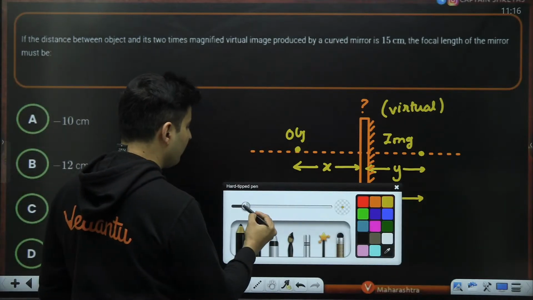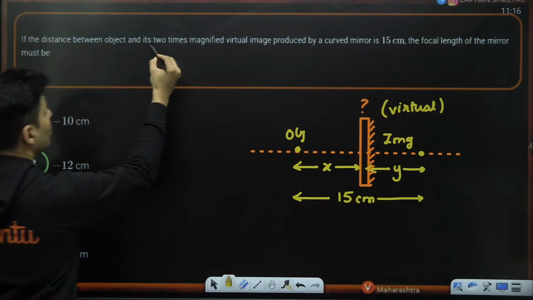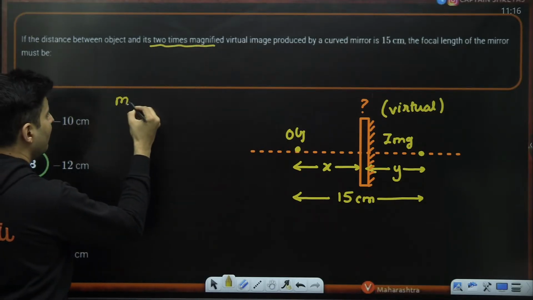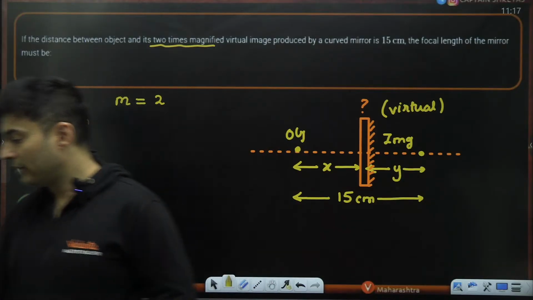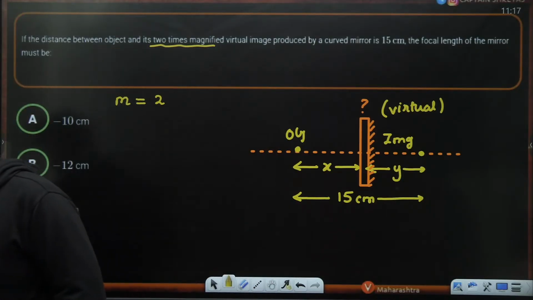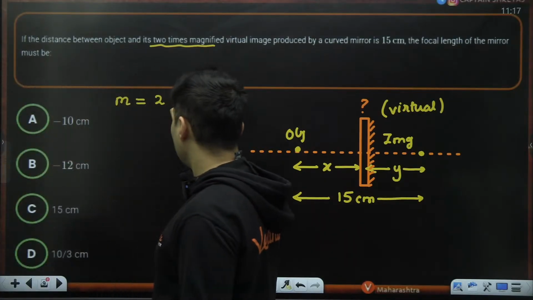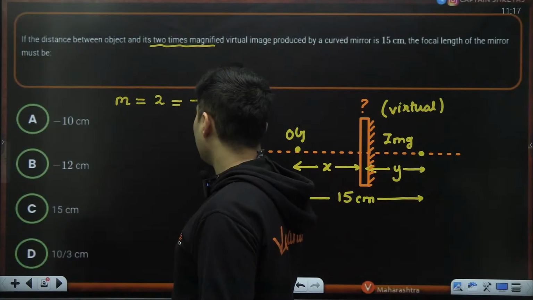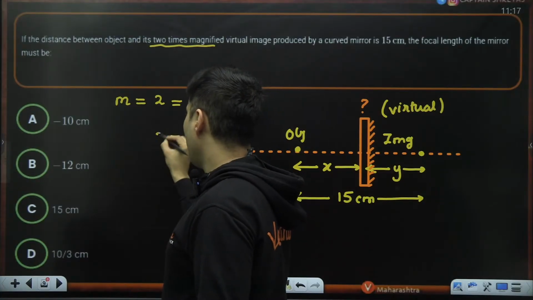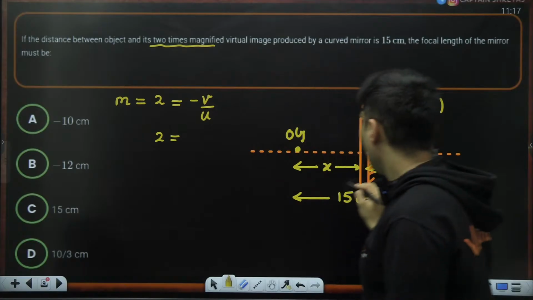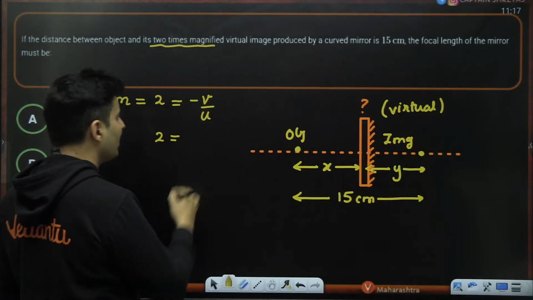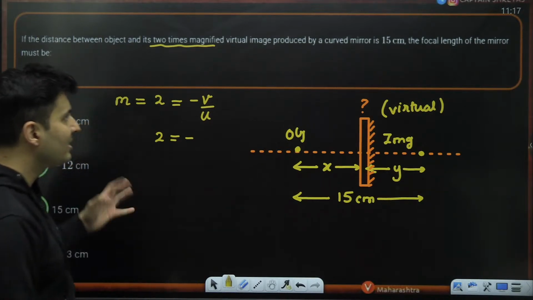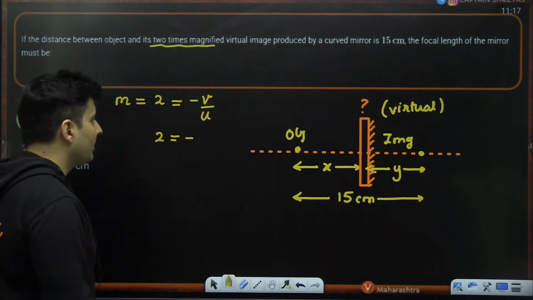Now, as per the given information, my dear students, it is a 2 times magnified image, so the magnification is basically 2. Everybody with me? So what do we do now? The magnification formula we know is minus v by u, where v is the image distance and u is the object distance.